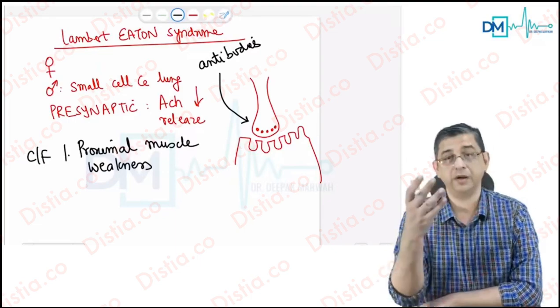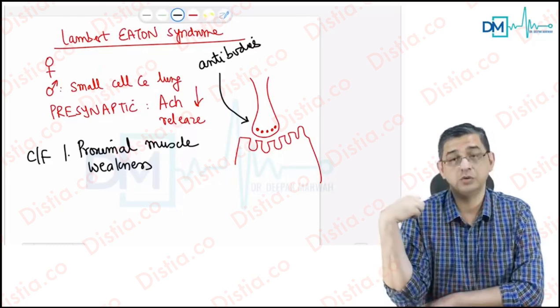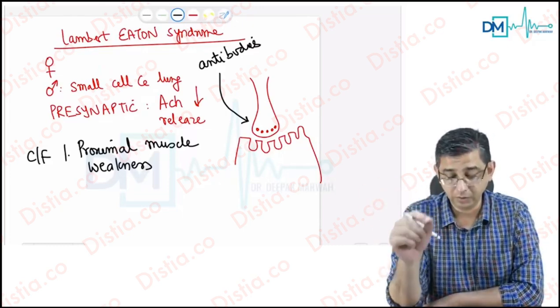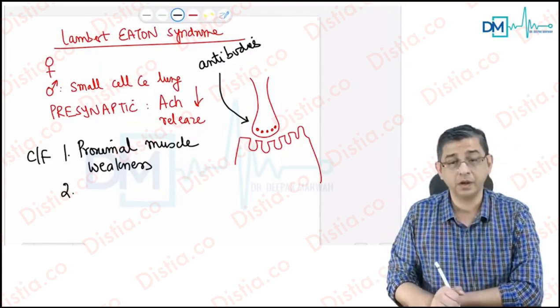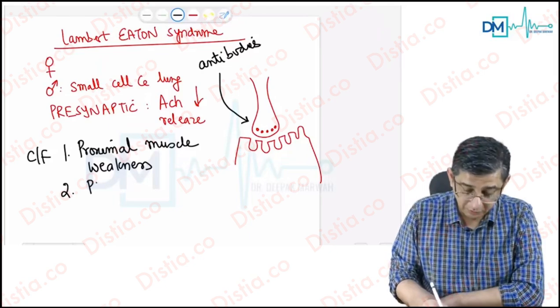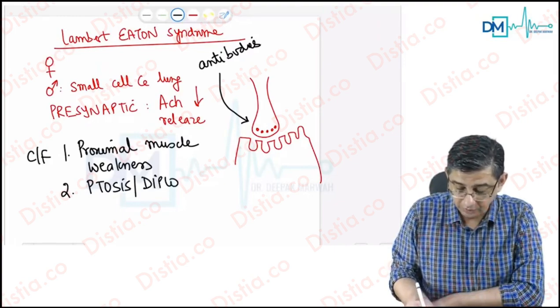The question might say difficulty in climbing stairs because the muscles of the hip joint are involved, or might say muscles of the shoulder joint are getting involved in the patient. So the word is proximal muscle weakness is the initial presentation of these patients. Subsequently, obviously, the feature will be ptosis, diplopia, chewing muscle weakness that would be written.